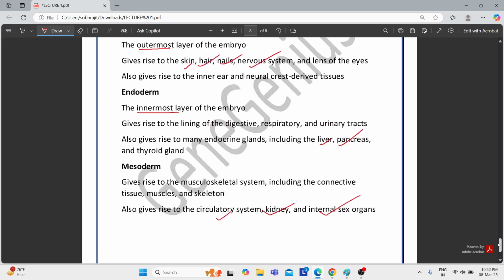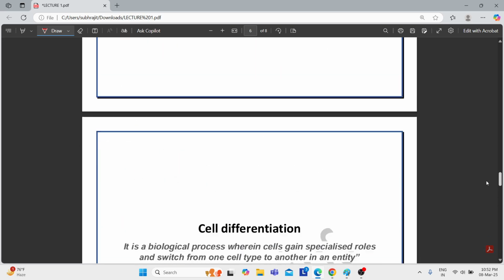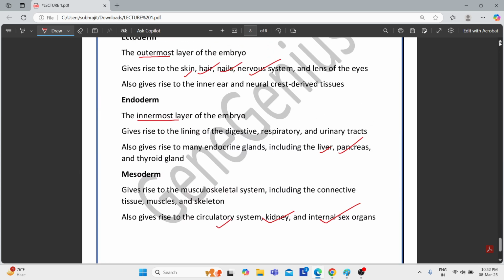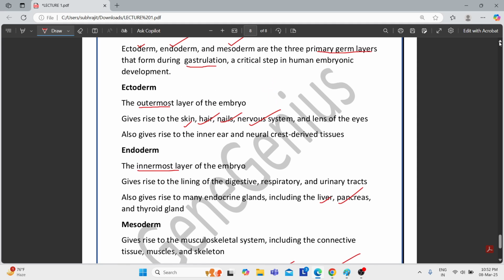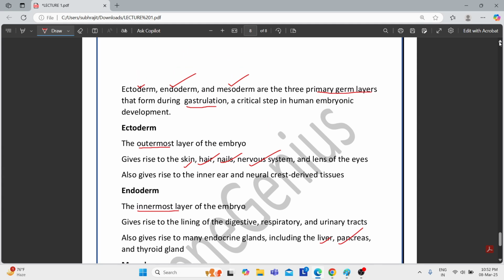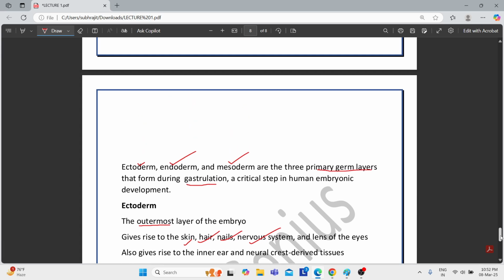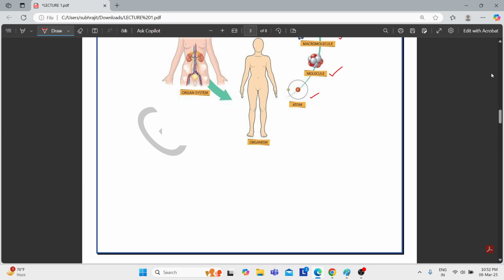This will be discussed in more detail in the chapter on reproduction in organisms. So I hope I was able to clear this concept of animal tissues in this lecture.